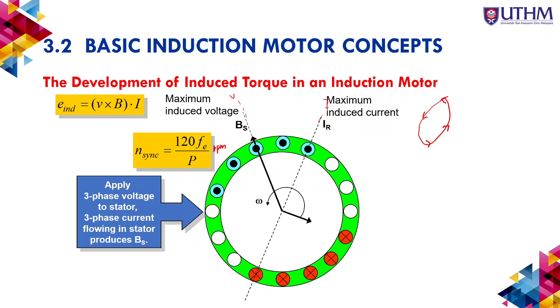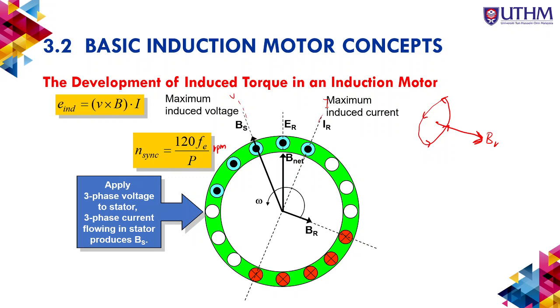So when we use our right hand rule, when there is a current flowing in the coil, it will produce a magnetic field in this direction. Okay, in this direction. So B induced. So this is the BR, B of the rotor. Once there are BR and also BS, there will be one magnetic field, B net.